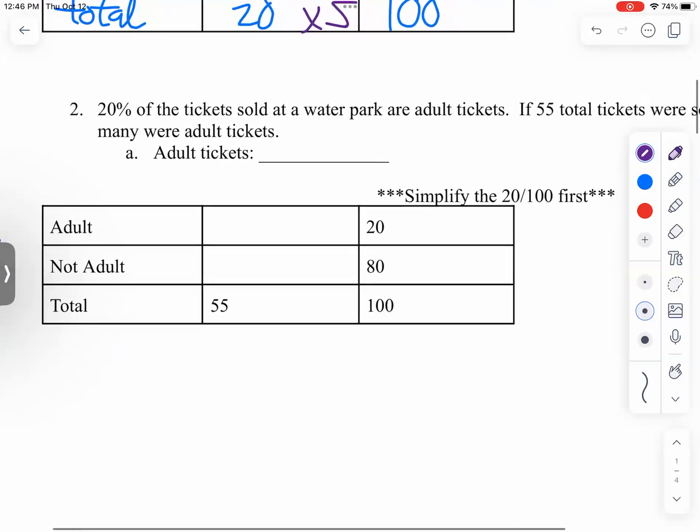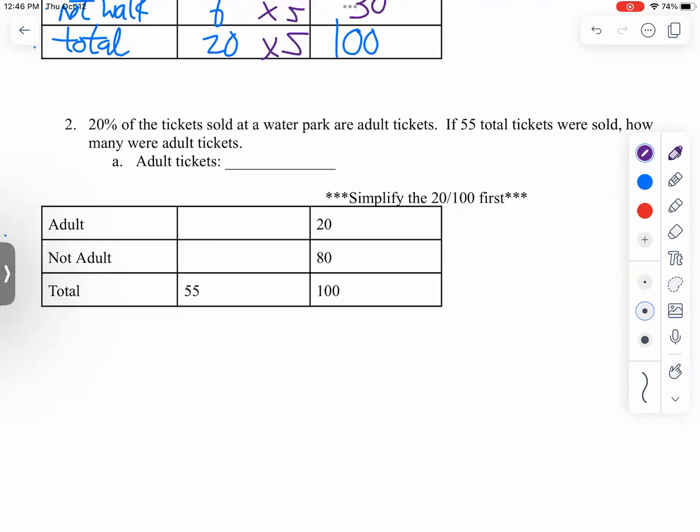All right, second one. 20% of the tickets sold at a water park are adult tickets. 55 total tickets were sold. How many were adult tickets? I went ahead and filled in a lot of this one. What you need to do first is simplify the 20 out of 100. I'm going to just put another box here. Could have put it right here in this box. That's fine too.